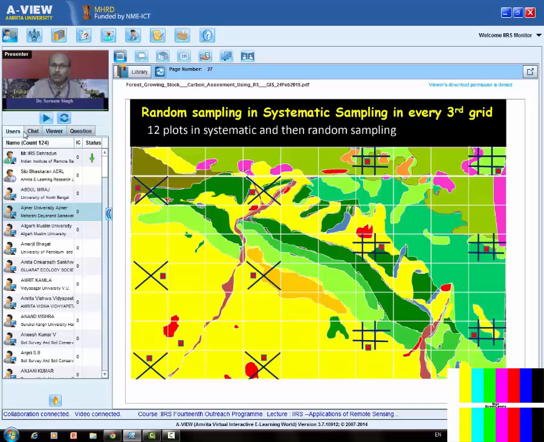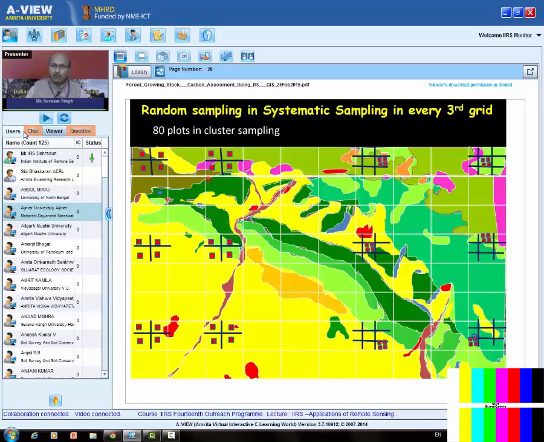Suppose I have every third grid, I can again have some randomization within a systematic grid. That means I have the grid in each quarter, and in any one of these quarters I can lay plots on the left side as well as on the right side. I can further subdivide this area and lay the sample plots in each one. So any of these methods I can use.